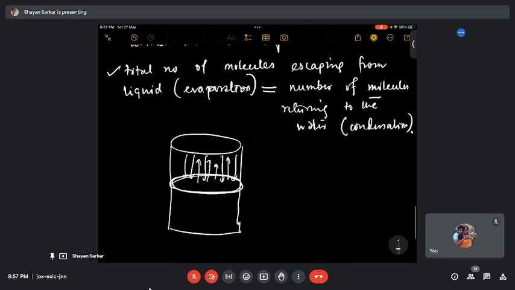Okay. Suppose this closed condition is no more. Okay, this closed condition is no more. That is, if we remove the cover, suppose we are removing this cover, then what will happen? Some amount of water vapor will go outside, right? Will go outside. So at this condition, what will happen?